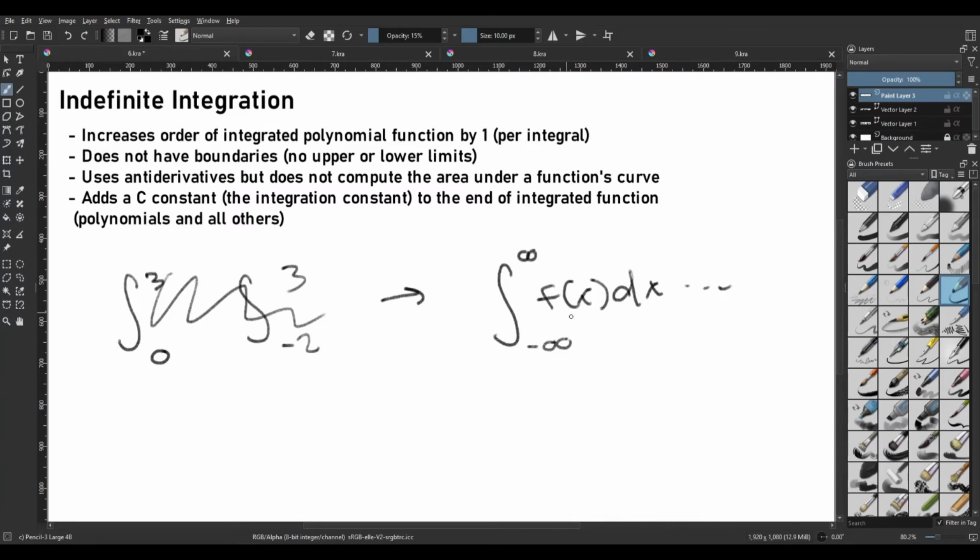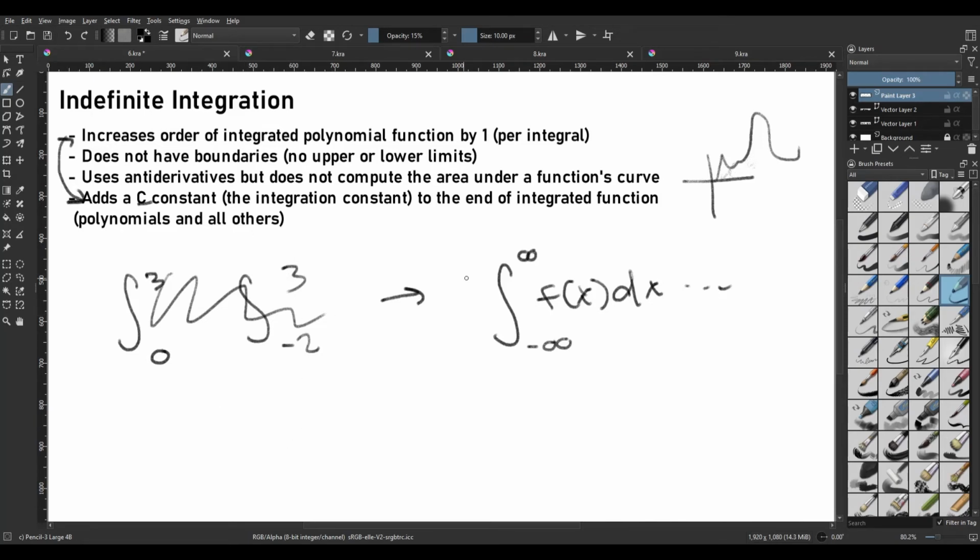But again, it doesn't compute the area under the function's curve. So f of x, even if maybe the graph looks something like this, and it goes down, something like that, it's not going to find any of this area. Instead, it's going to increase the order by 1. And as it does that, it's going to add a c constant, the integration constant, to whatever function it integrates, and that's to go along with this in correspondence with that.